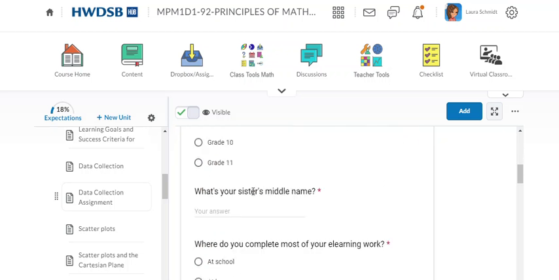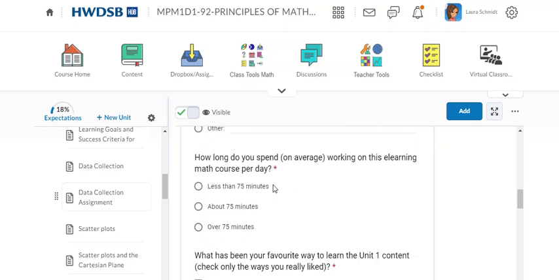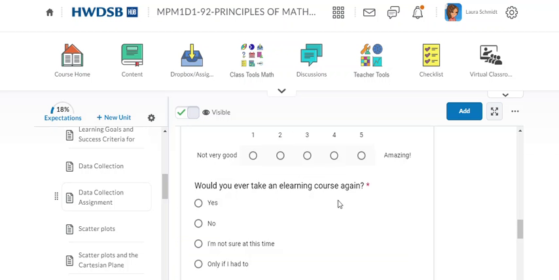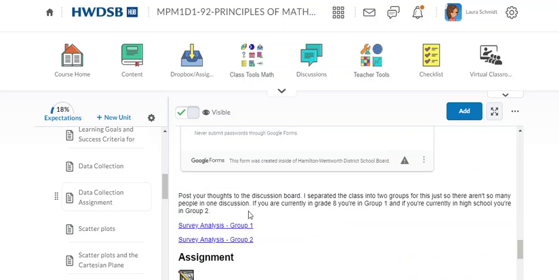So what grade are you in? What's your sister's middle name? Where do you complete most of your e-learning work? How long do you spend? Blah, blah, blah. Okay, you can read it yourself. Some of my questions are silly and some are not bad. So what you want to do is post your thoughts to the discussion board.